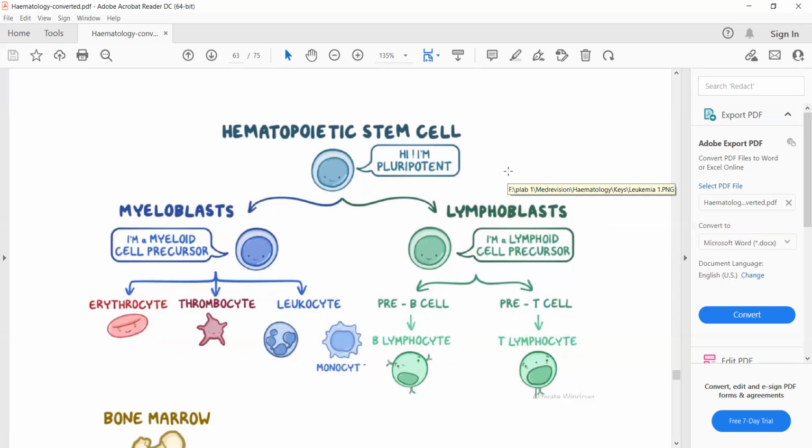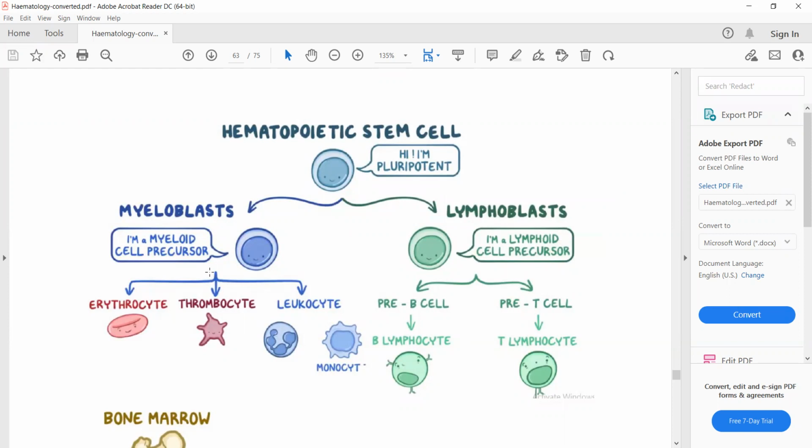hematopoietic stem cells. What are hematopoietic stem cells? They are pluripotent. Pluripotent means they can differentiate into any type of cells. So these pluripotent stem cells, or you can say stem cells simply, differentiate into two types of cells, that is myeloblasts, and the second one is lymphoblasts.